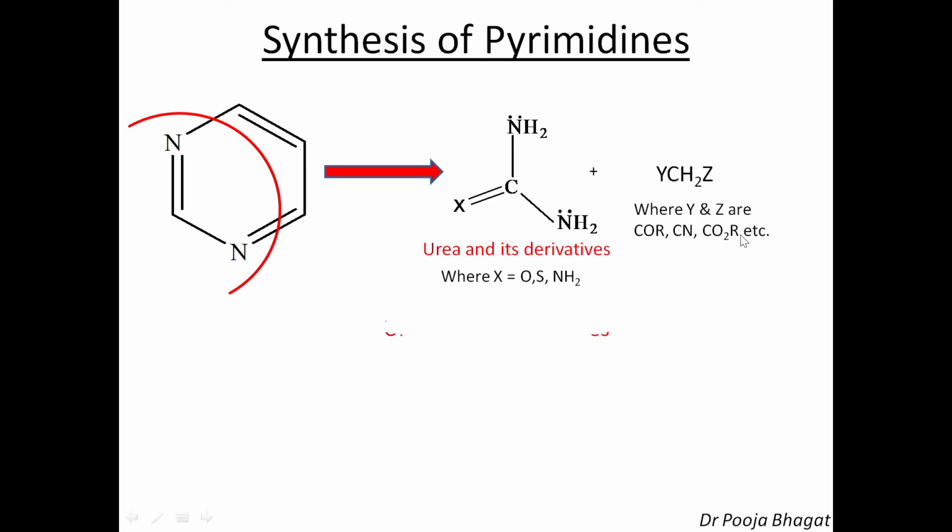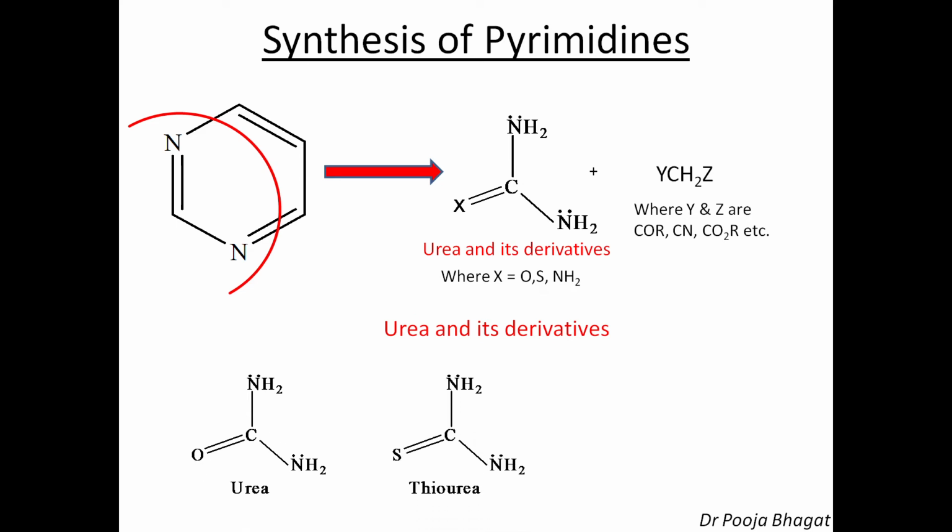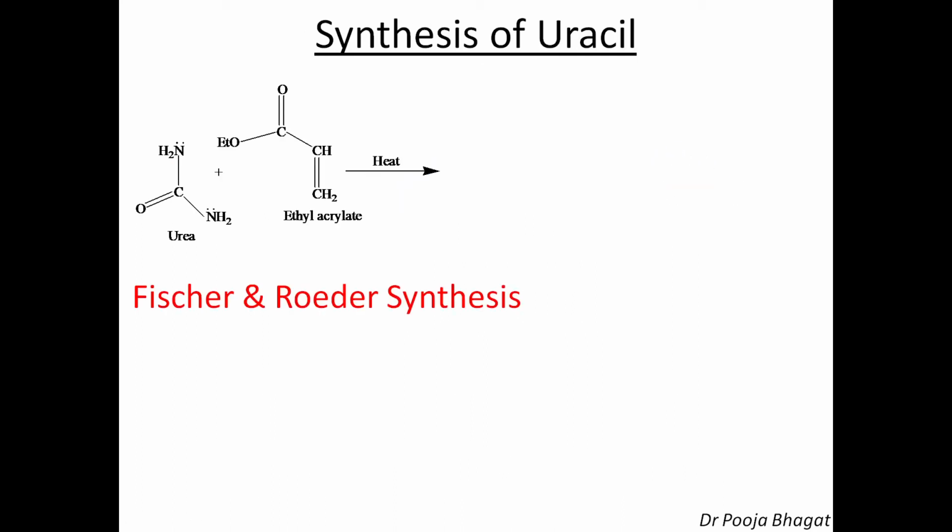Okay. Now urea and its derivatives. As I told you, if X is O, S and NH2, then how can we name the derivatives? As all of you know, if it is O, then it is urea. If it is S, then it is thiourea. And if it is NH2, then it is guanidine. So the pyrimidines can be synthesized by taking any of these urea derivatives and this 3 carbon molecule. Okay, so let's discuss the synthesis.